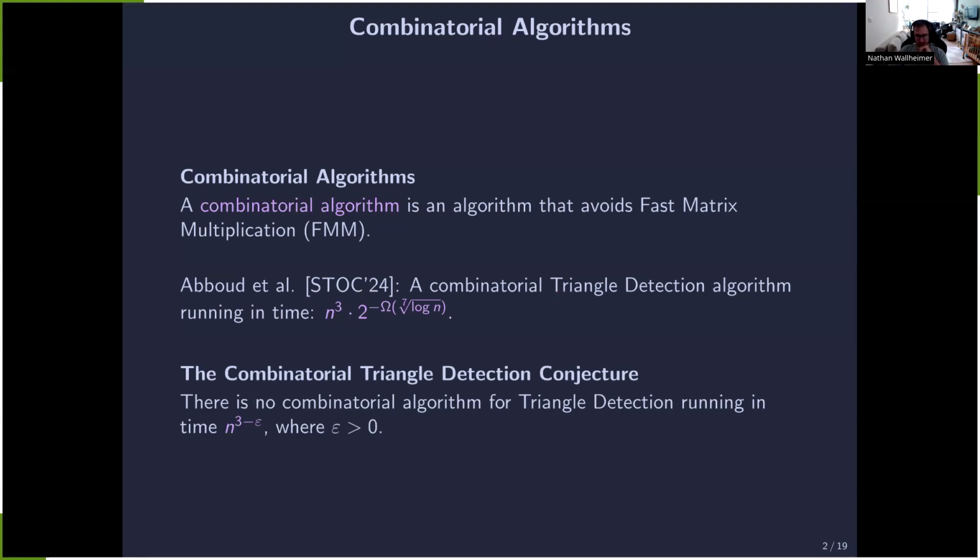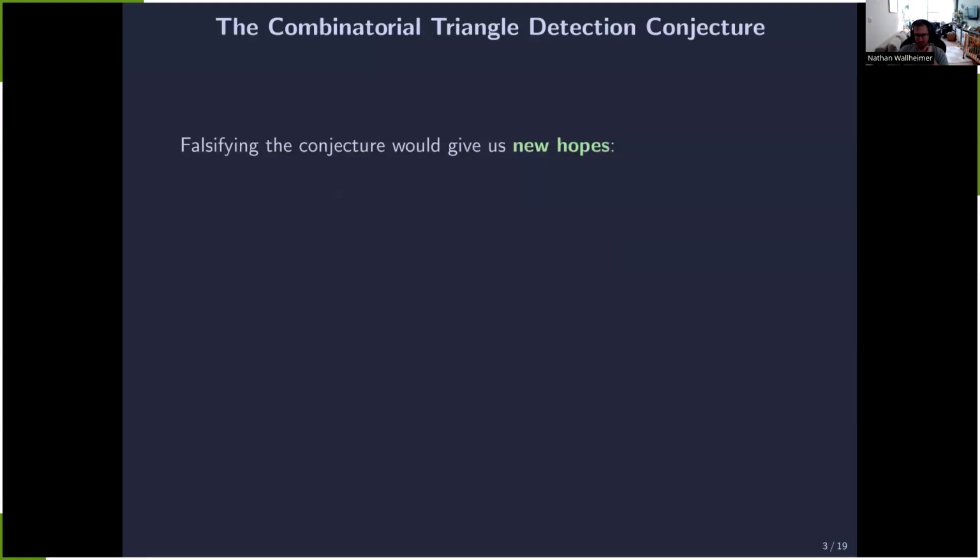And people use the following conjecture to prove hardness results. It's called the combinatorial triangle detection conjecture. It says that there is no combinatorial algorithm running in strongly subcubic time. Why is this conjecture interesting? Well, falsifying it will give us a bunch of new hopes.